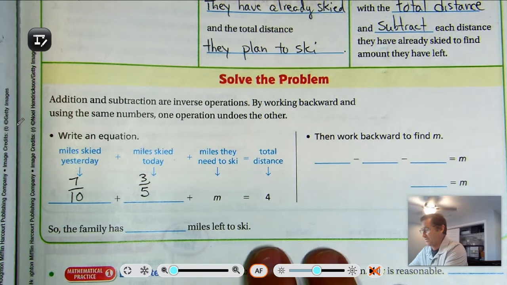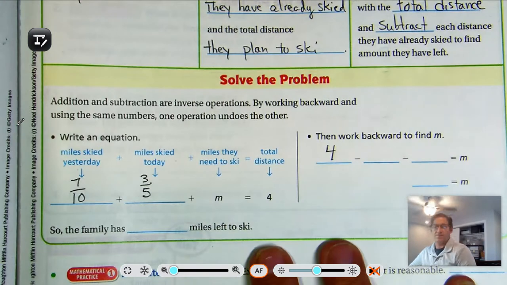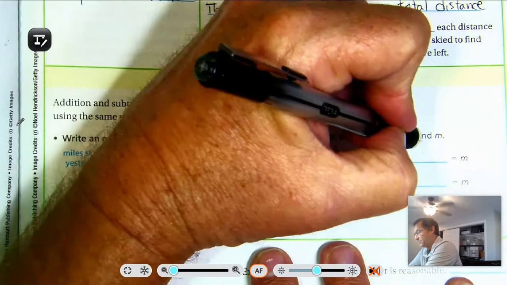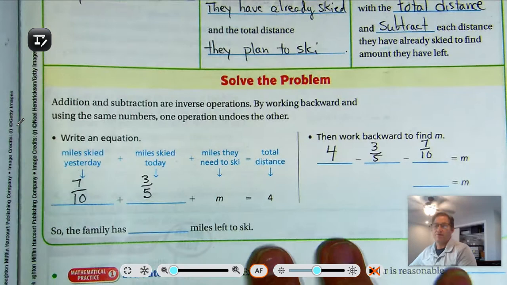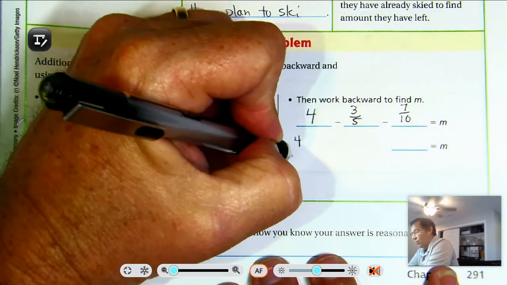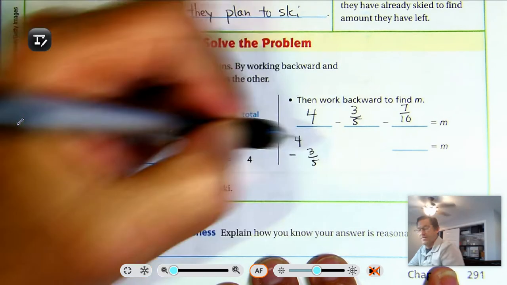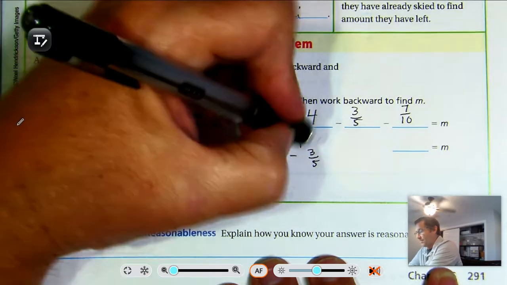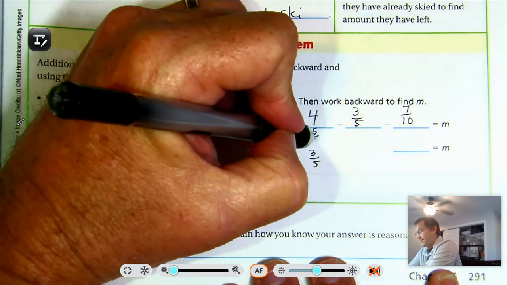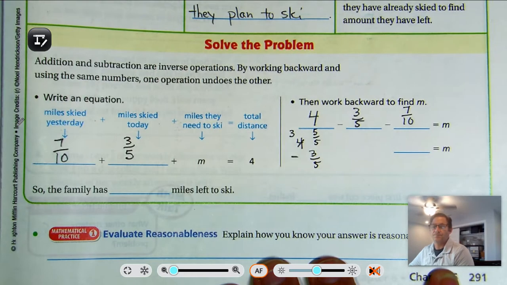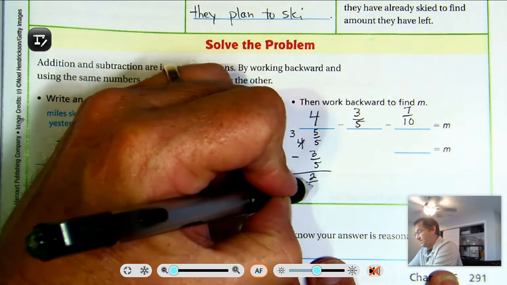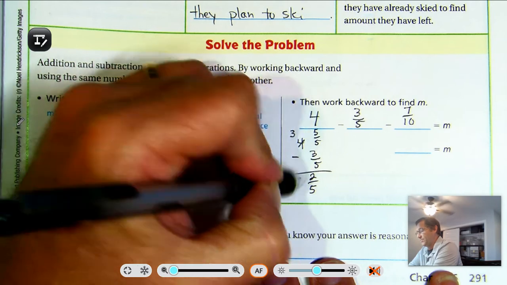So now we're going to work backwards. We're going to start with the total distance, 4. We'll subtract 3/5 and subtract 7/10, and what's left will be the distance they need to ski. So let's start with 4, take away 3/5. I'm going to rename the 4 as 3 and 5/5. Okay, so 5/5 take away 3/5 is 2/5, and 3 take away nothing is 3.